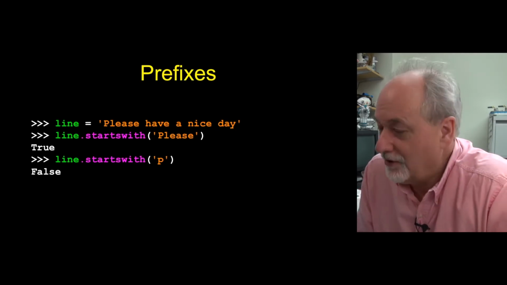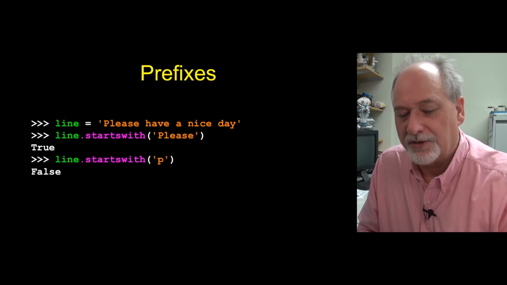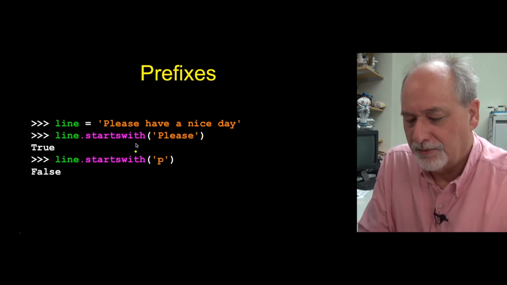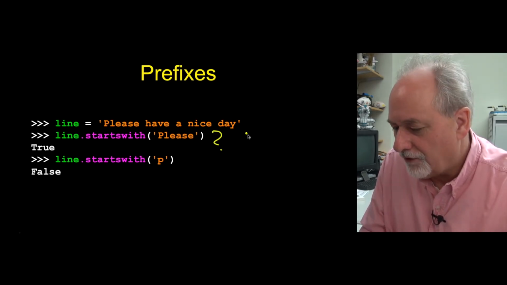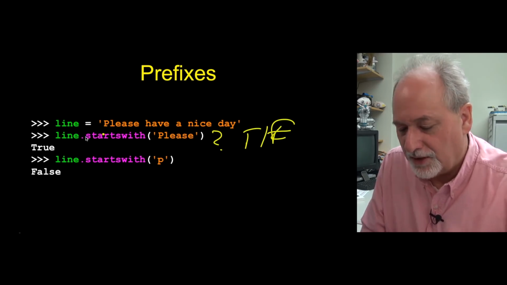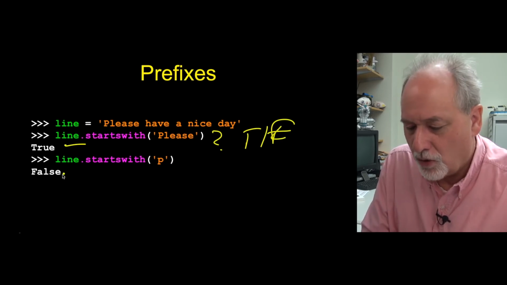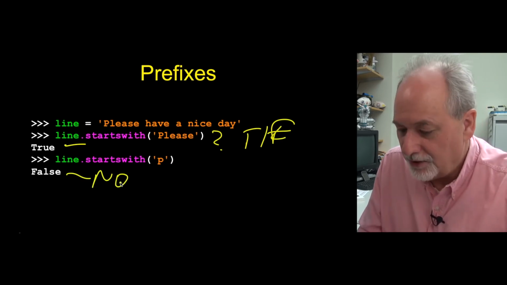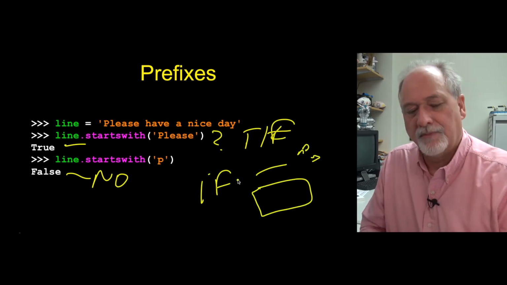We can ask very conveniently, does this line start with a particular string? This is a question that's going to return a true or a false. Does this line start with please? And the answer is true, it does start with please. Does this line start with a lowercase p? No, it does not. And so again, you use this in the context of an if statement, colon, some block of code.